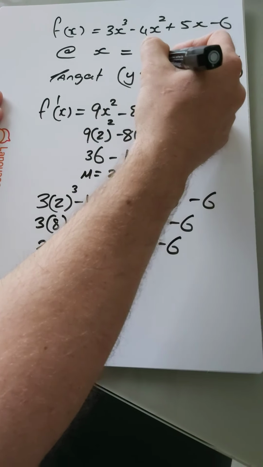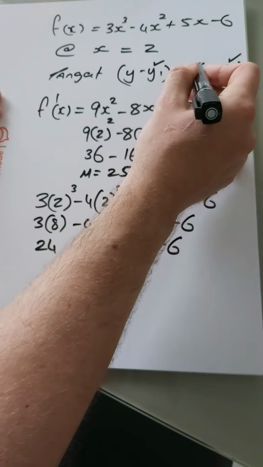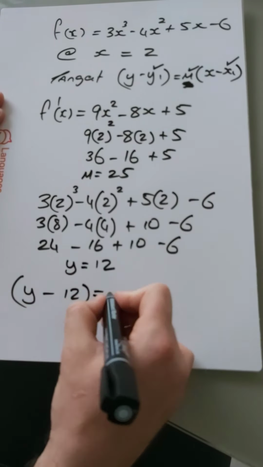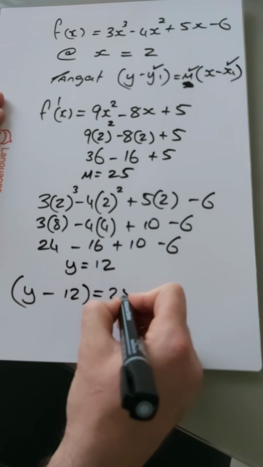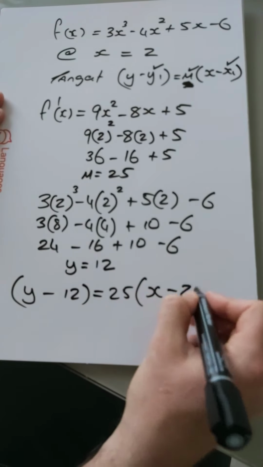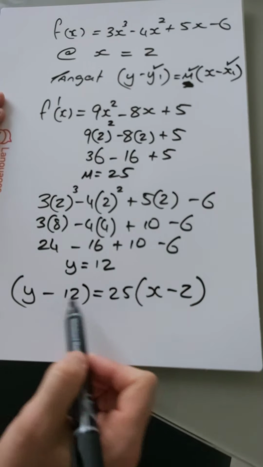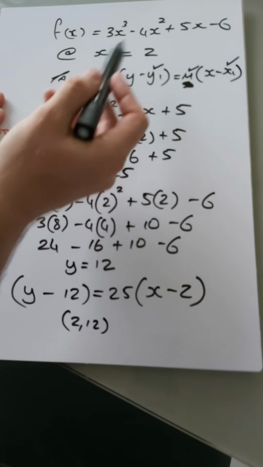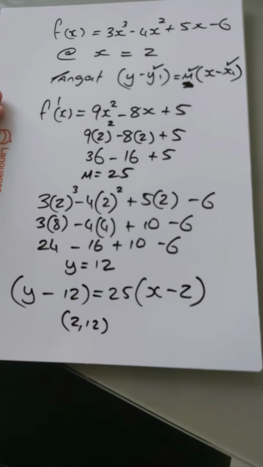So now I have my x1, my y1, and my m. y − 12 = 25(x − 2). Just don't forget that (2, 12) is a point on that curve, but it's also the point at which they want us to find the tangent, because it has to be on it. So that's our first application, finding the tangent to a curve at a point. So I'm hoping that them two examples will show you. I'll set you a bit of work on the rest of it. Okay, thank you.